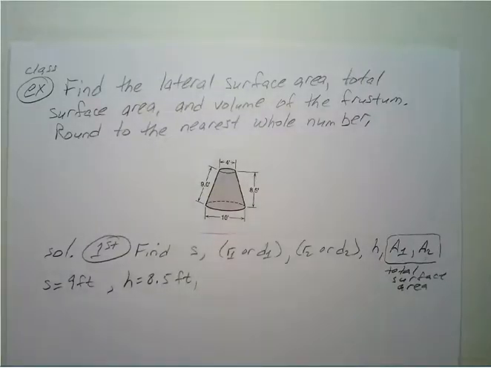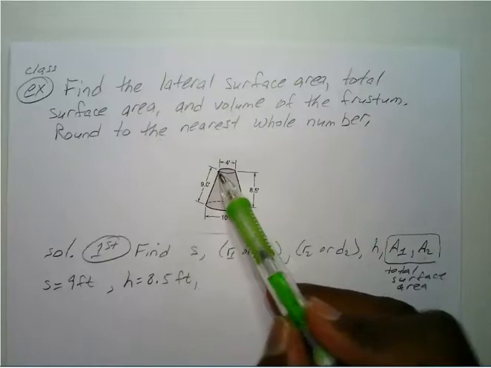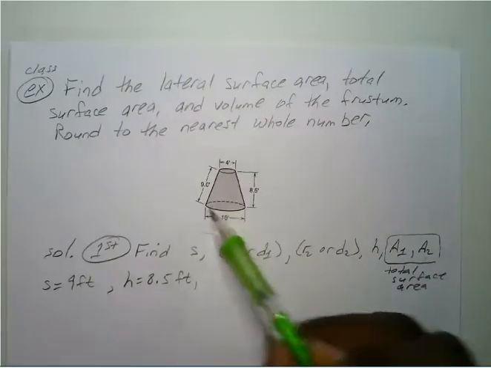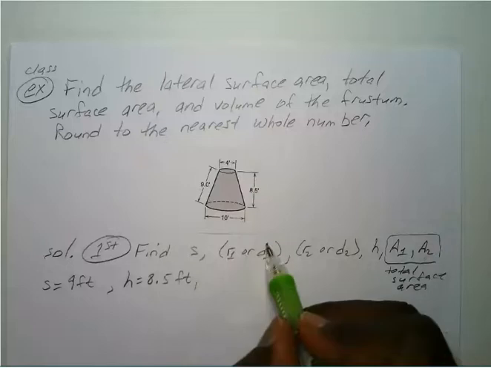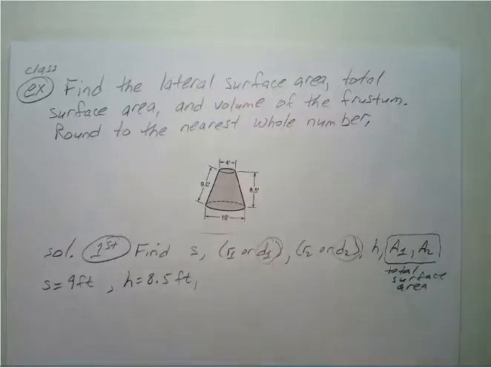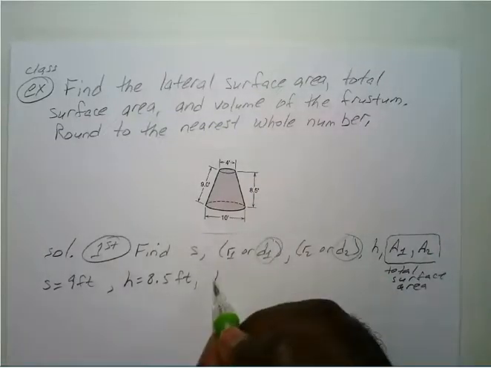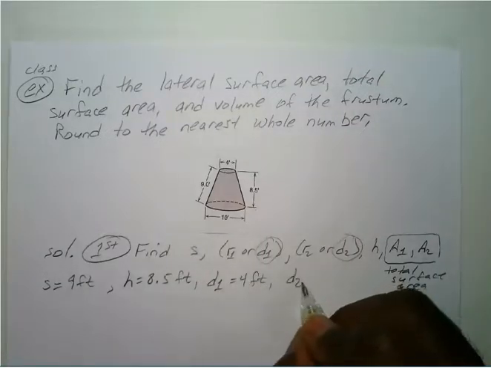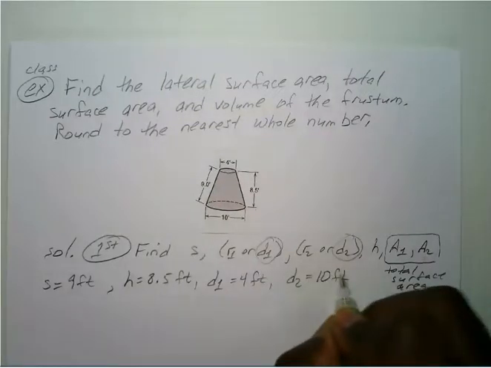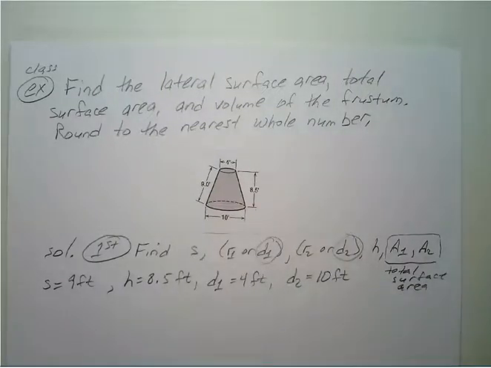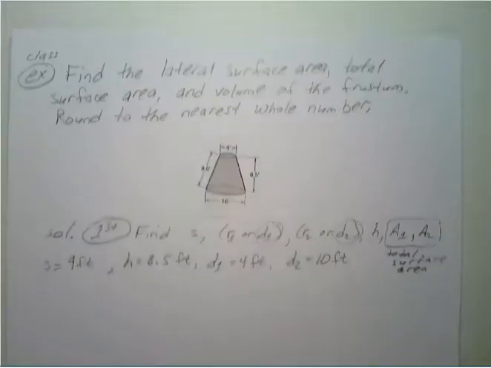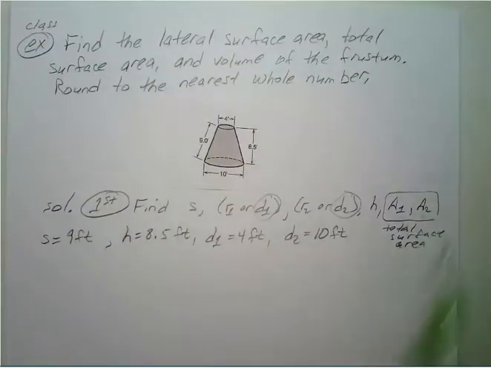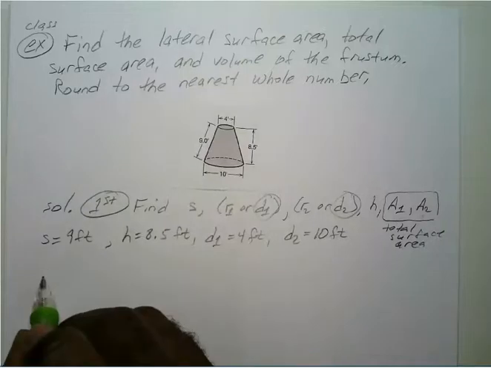Okay. Now on this one, we see that they went from one side of the base to the other, one side of the base to the other. So we know they're our diameter. So we have our upper diameter and our lower diameter. Our upper diameter is equal to 4 feet, and our lower diameter is equal to 10 feet. Okay, so we can always find the area, but we don't need it for our lateral surface areas. We're going to find the A1 and A2 on our next step.